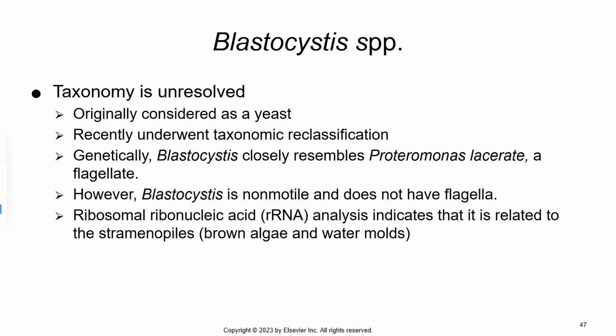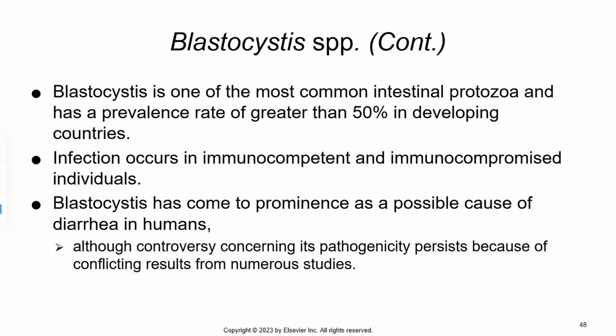Blastocystis. So taxonomy is unresolved, originally considered as a yeast. Recently, it underwent taxonomic reclassification. Genetically, it closely resembles Proteromonas lacertae, a flagellate. However, Blastocystis is non-motile and doesn't have a flagella. RNA analysis indicates that it's related to brown algae and water molds.